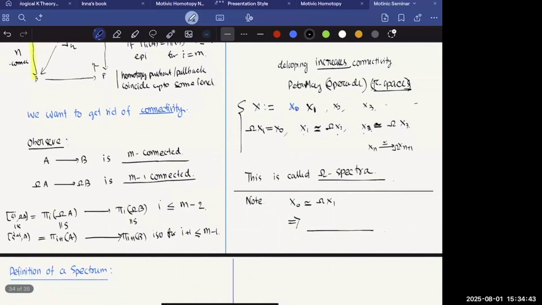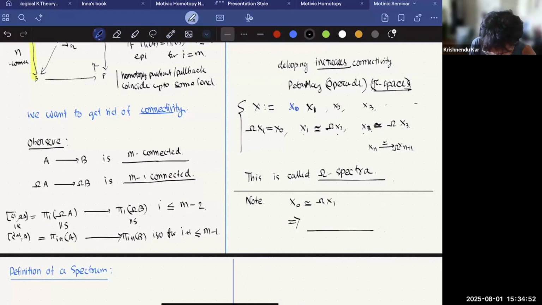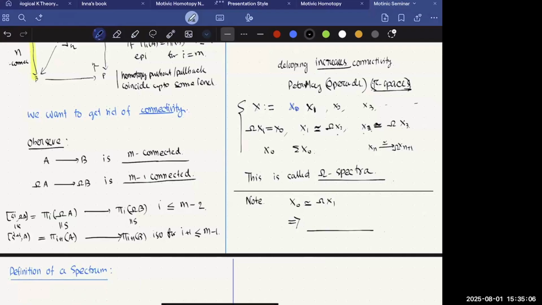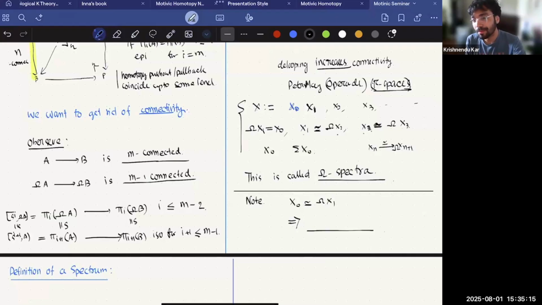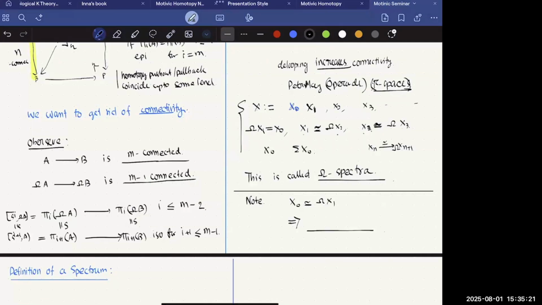If you simply deloop it, I think that really works. What do you mean by simply deloop it? Suspension. From x0 you can go to the suspension of x0, but you don't know if the loop space of the suspension of x0 is the same as x0, right? What you said is true. That will give you a suspension spectra, but that's not your omega spectra. I do not mean suspension spectra. I do mean what I mean.